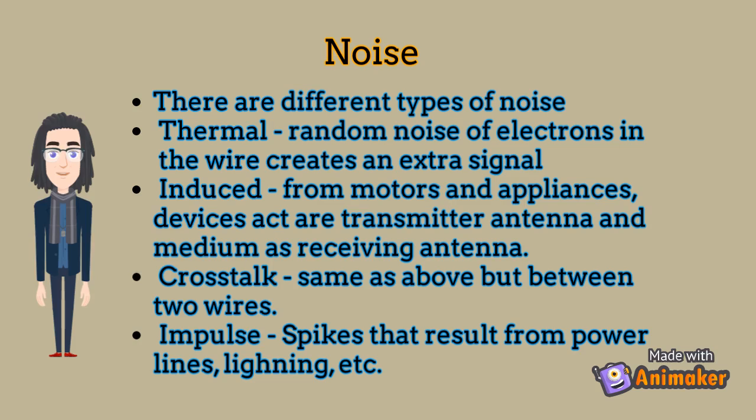Noise. There are different types of noise. Thermal: random noise of electrons in the wire creates an extra signal. Induced: from motors and appliances, devices act as transmitter antenna and the medium as receiving antenna. Crosstalk: same as above but between two wires. Impulse: spikes that result from power lines, lightning, and so on.